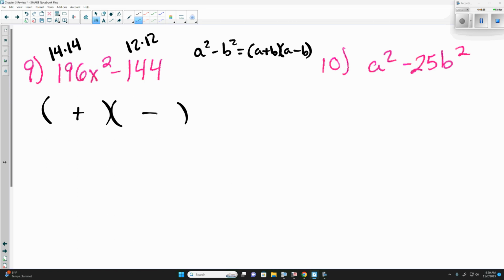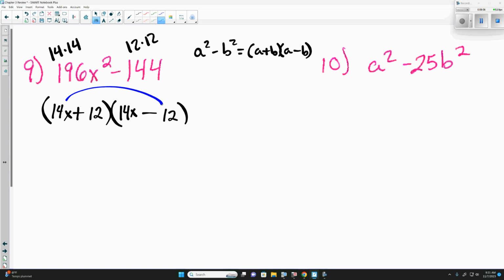So we will have our plus and minus. Now the a in our case would be 14x. So we have 14x and 14x. The 144 would be our 12 and 12. Now we can check this here and make sure it works.